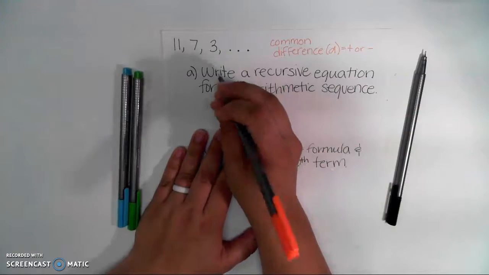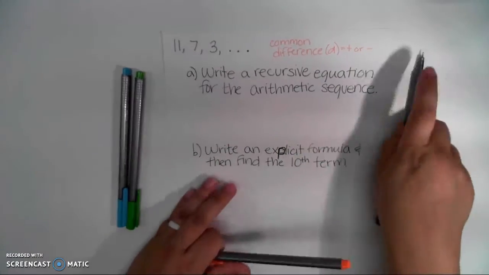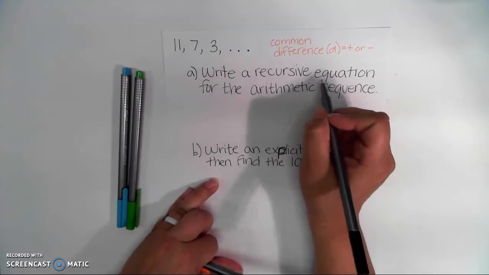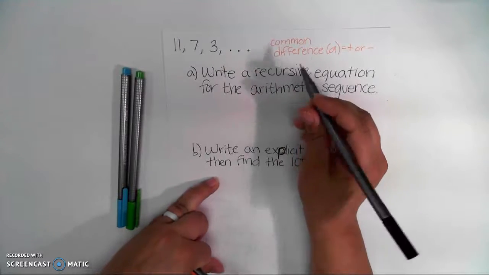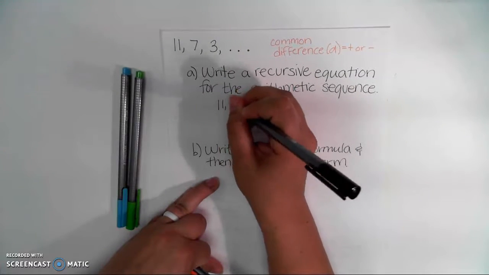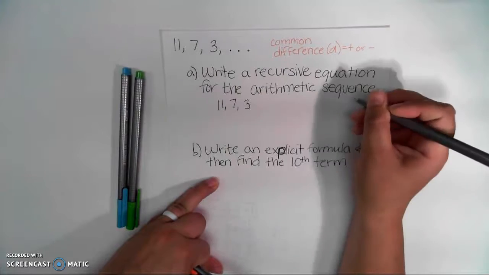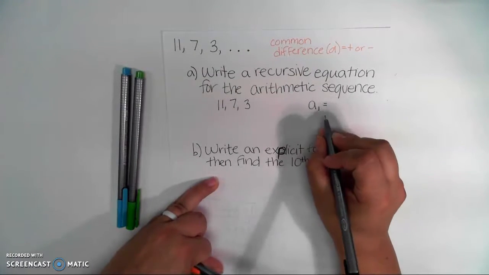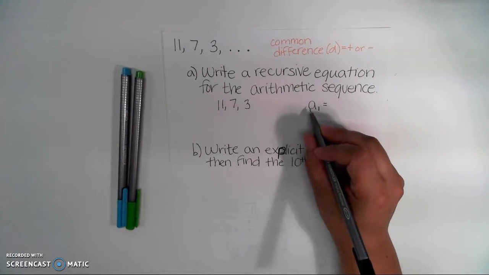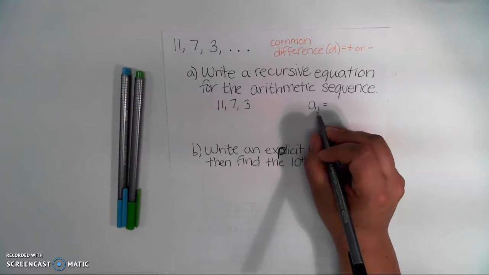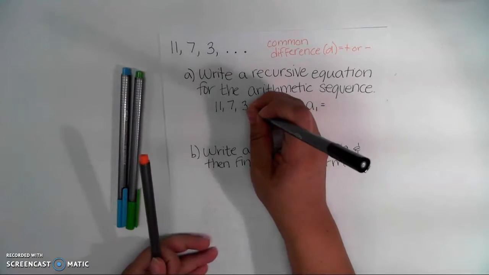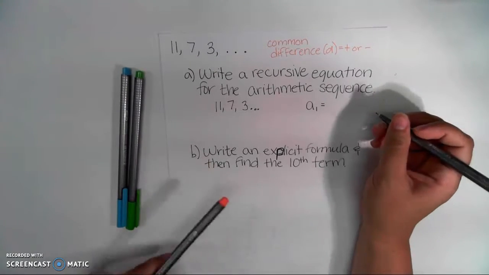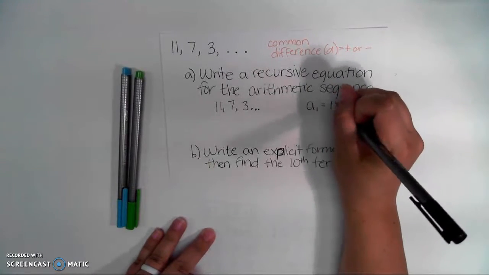So if we're looking at this first sequence, first we're going to talk about recursive equations, and then we'll talk about explicit. So with recursive equations, we always start with the first term, or a sub n, or a sub 1. A sub 1 means the first term in the sequence. So in this sequence, what is the first term? The first term is 11.